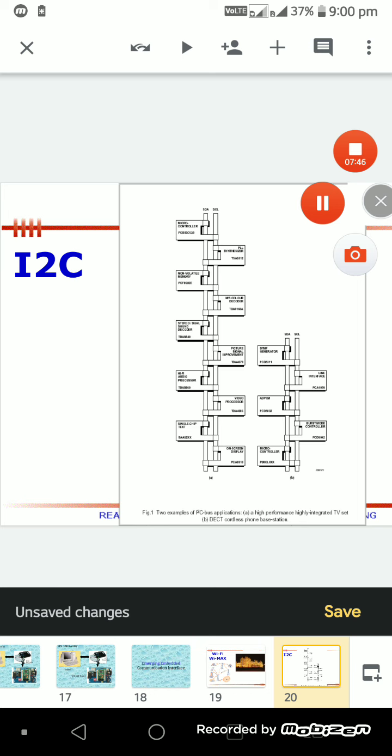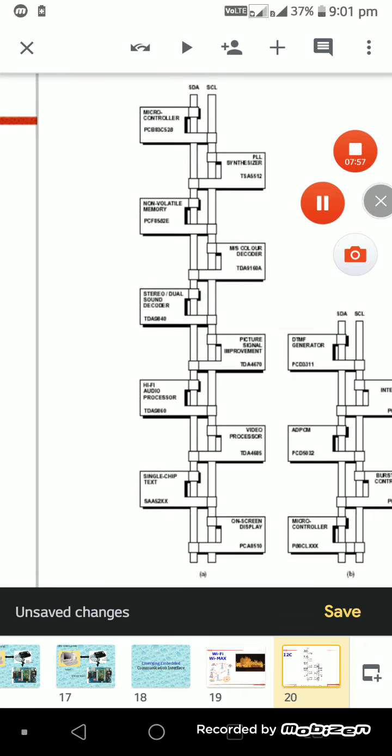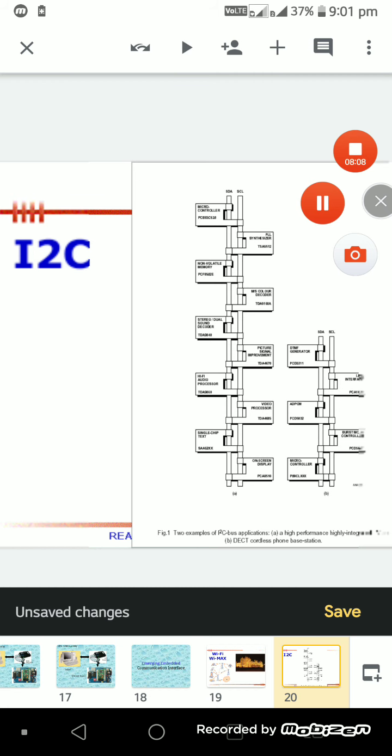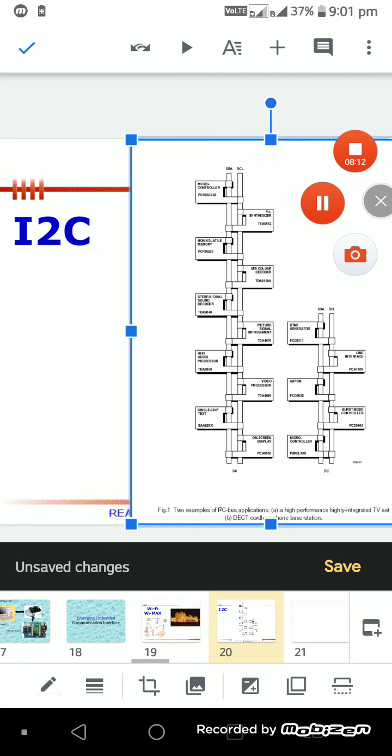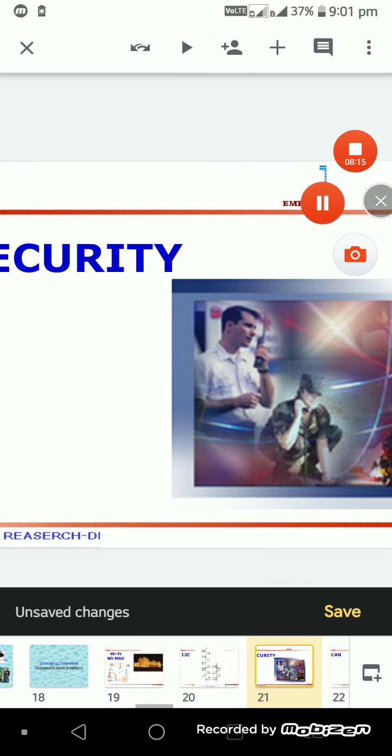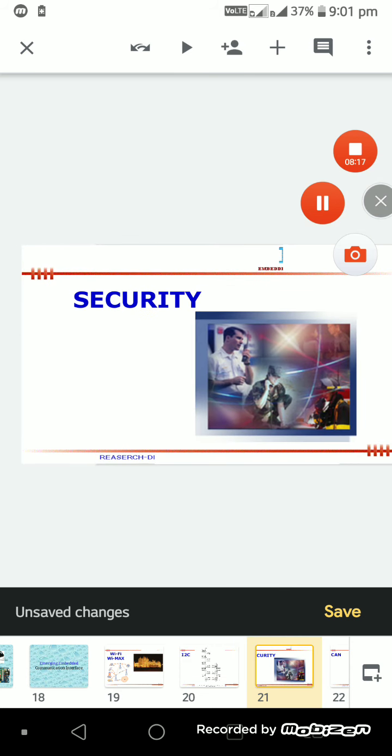I2C means inter integrated circuit. This inter integrated circuit means we are using some protocols, the I2C protocols. These I2C protocols mean SDA and SCL, that means data, address, and clock pulses. These data and address, clock pulses, these protocols we are using for real time purposes. Okay, real time.